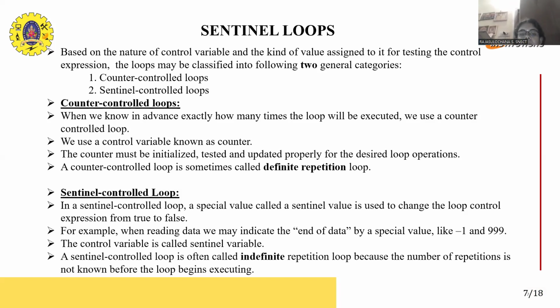In case of sentinel loop, a special value called sentinel value is used to change the loop control expression from true to false. For example, if you want to read data, we may indicate the end of data by a special value like -1, 0, or 999. So the condition variable is called a sentinel variable here. The sentinel control loop is often called an indefinite repetition loop because the number of repetitions is not known before the loop starts executing.